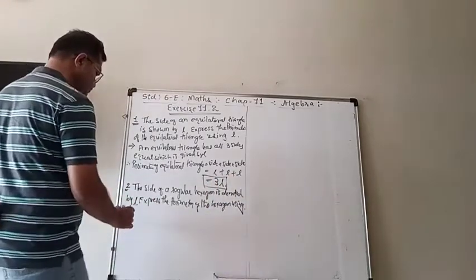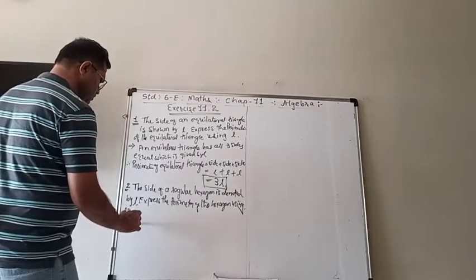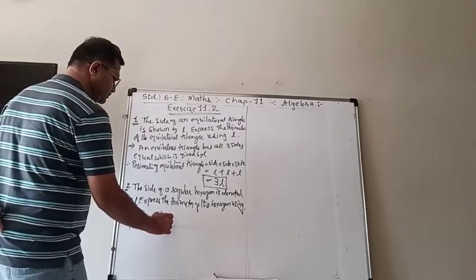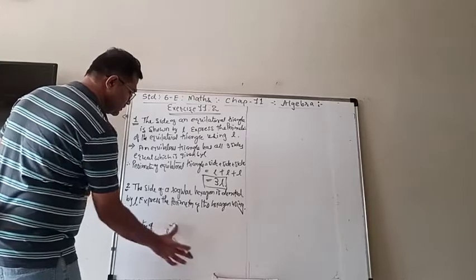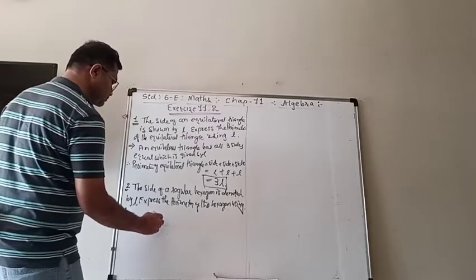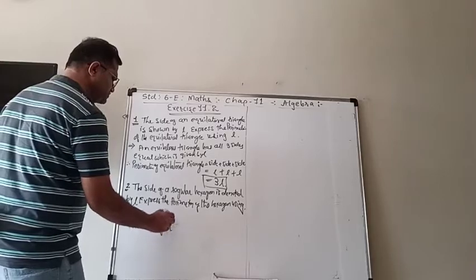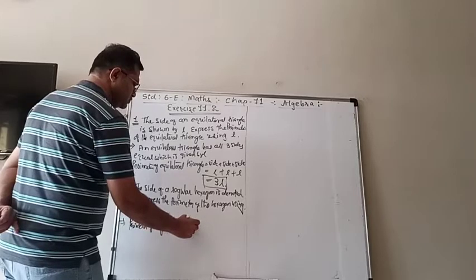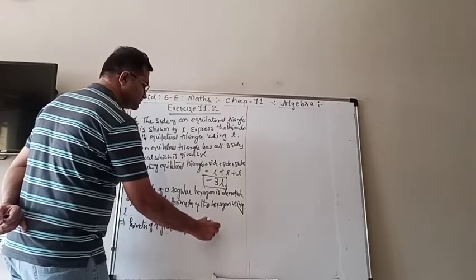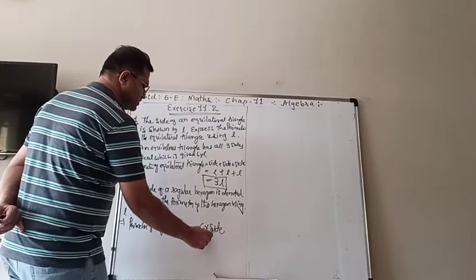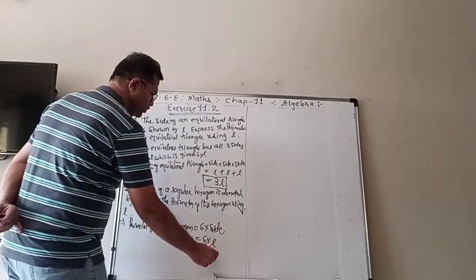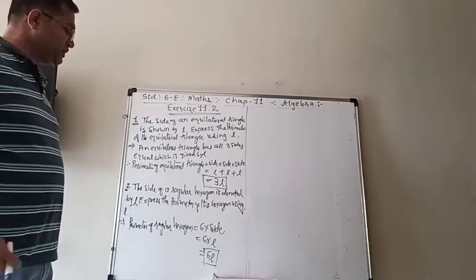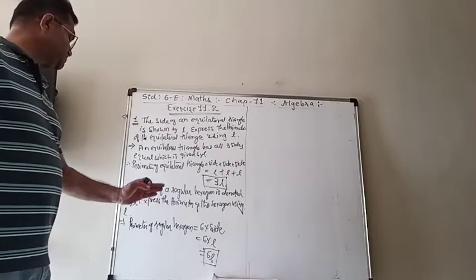So now, perimeter of a regular hexagon. Regular hexagon means all sides are equal. So the perimeter is 6 multiplied by side, that is 6 multiplied by L. So the perimeter of a regular hexagon can be expressed as 6L.